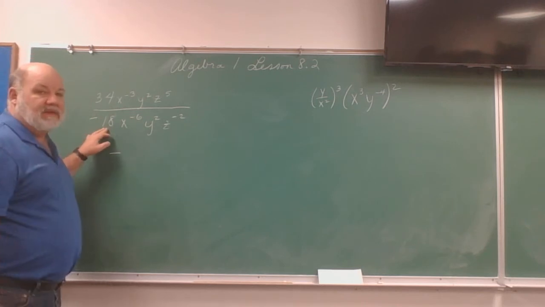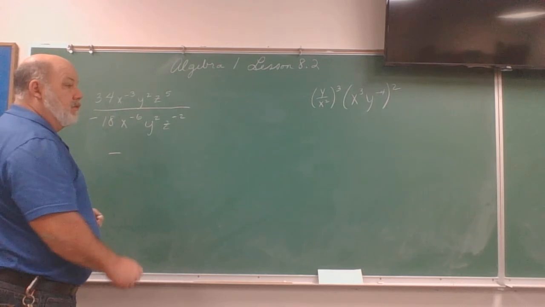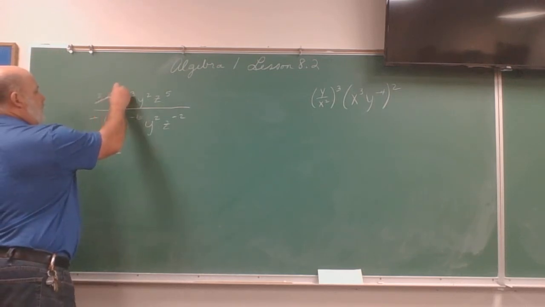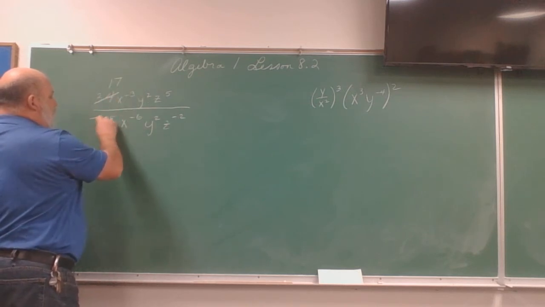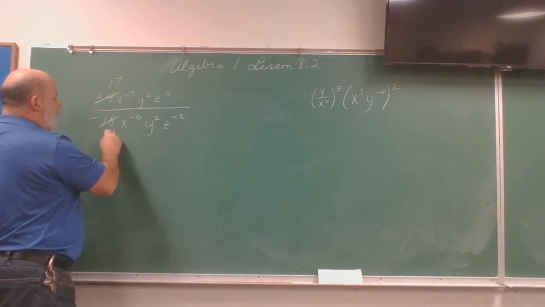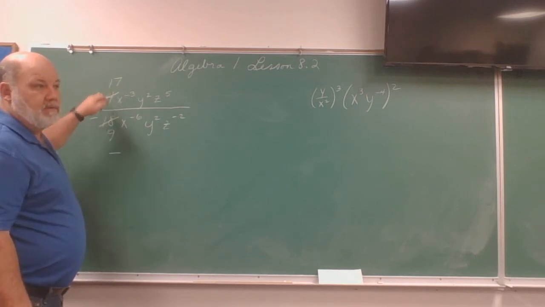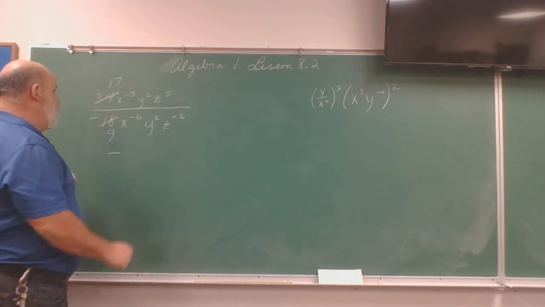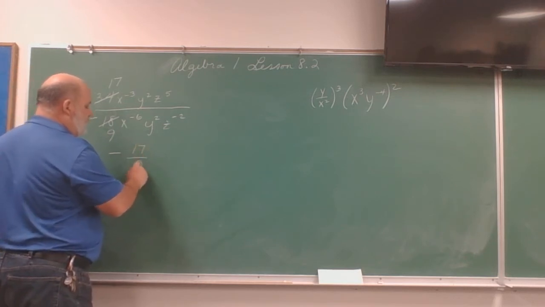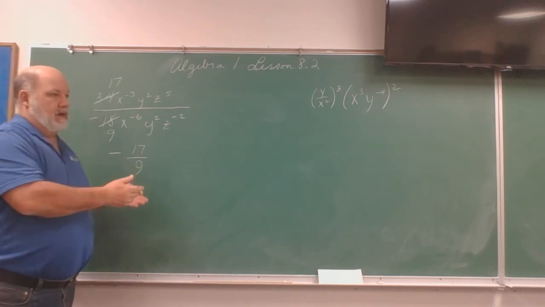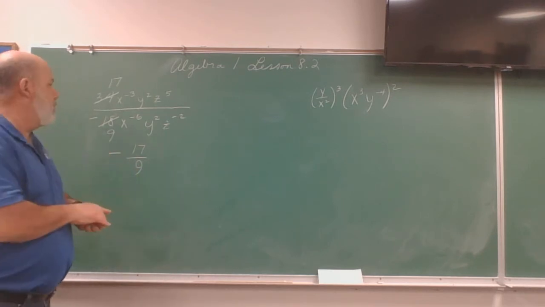34 divided by 18. 18 does not go into 34 evenly. Let's see what we can do. Well, they're both divisible by 2. If I divide 34 by 2, I get 17. If I do 18 divided by 2, I get 9. They don't share any common factors. 9 doesn't go into 17. So I'm left with negative 17 ninths as my coefficient of all those variables, the number part.